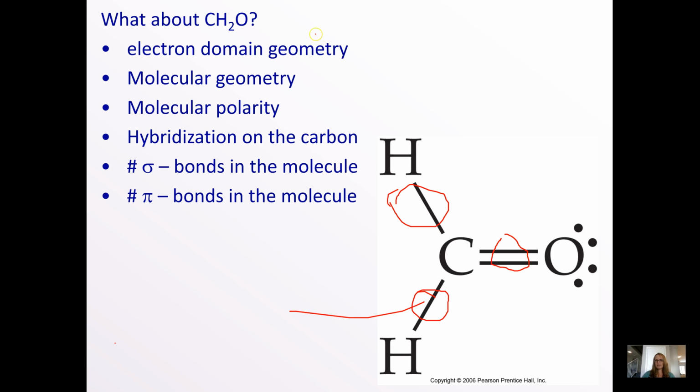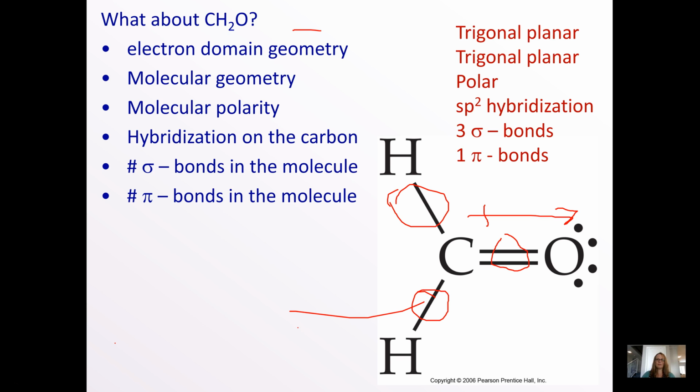Molecular polarity, definitely polar, because that oxygen's highly electronegative, so we have a dipole towards the oxygen. And the hybridization on the carbon, since its electron domain geometry has 3 of them, it's sp2. We have 3 regions, we need 3 hybrids, and we get 3 hybrids by doing an s and 2 ps, sp2. Total number of sigma bonds in this molecule will be 3, and number of pi bonds will be 1. There you go.